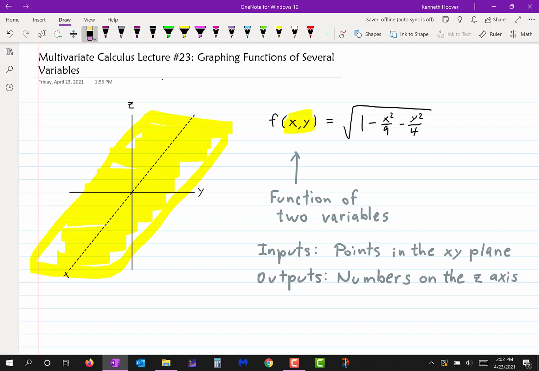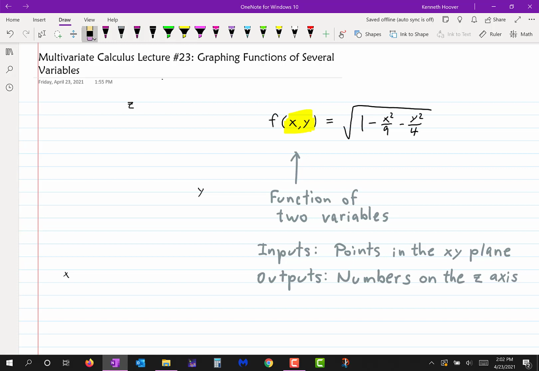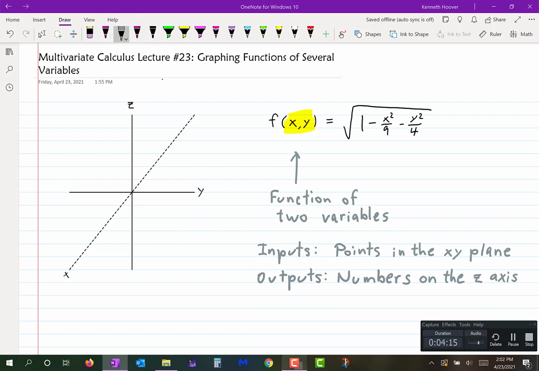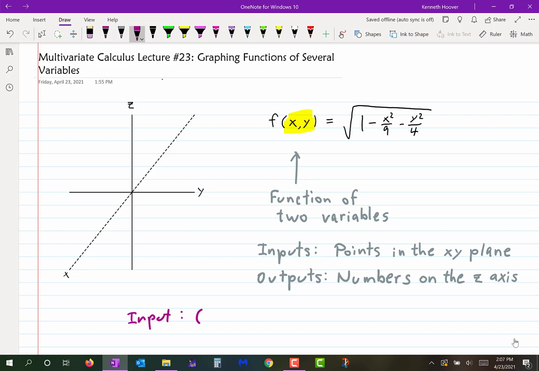Okay? I'm not saying that when we graph this, all of the points are on the z-axis. That's not what I'm saying. What I'm saying is this. Okay, what if we plug in the number... Sorry, not the number, the point, square root of 7, comma 2/3. What would we get coming out?